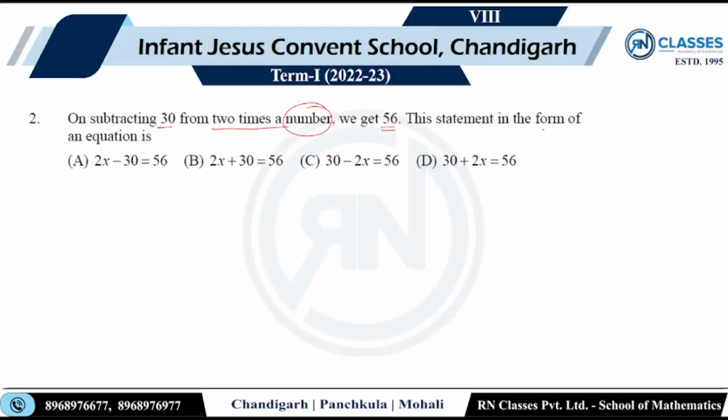Next one. On subtracting 30 from 2 times a number, we get 56. Write this statement in the form of an equation. I don't know the number, so let the number be x. 2 times the number, 2x. On subtracting 30, 30 is subtracted from 2x, and the final result is 56. So 2x minus 30 is equal to 56. Oh wow, the A part is the answer. We got the answer on the first option.